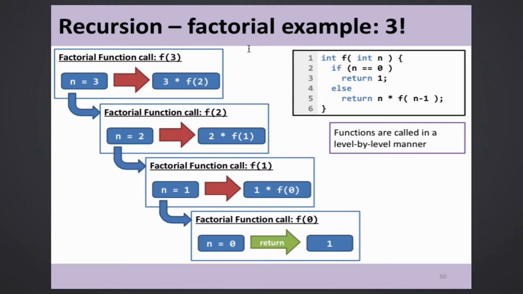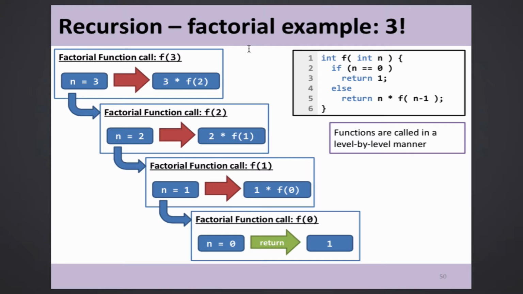Now f2 falls into the same category as before, the else part. So it will compute 2 times f1. Again, because I don't have the f1 value, I have to compute f1. Since n is equal to 1, not 0, I also go to the else part, so it becomes 1 times f0.